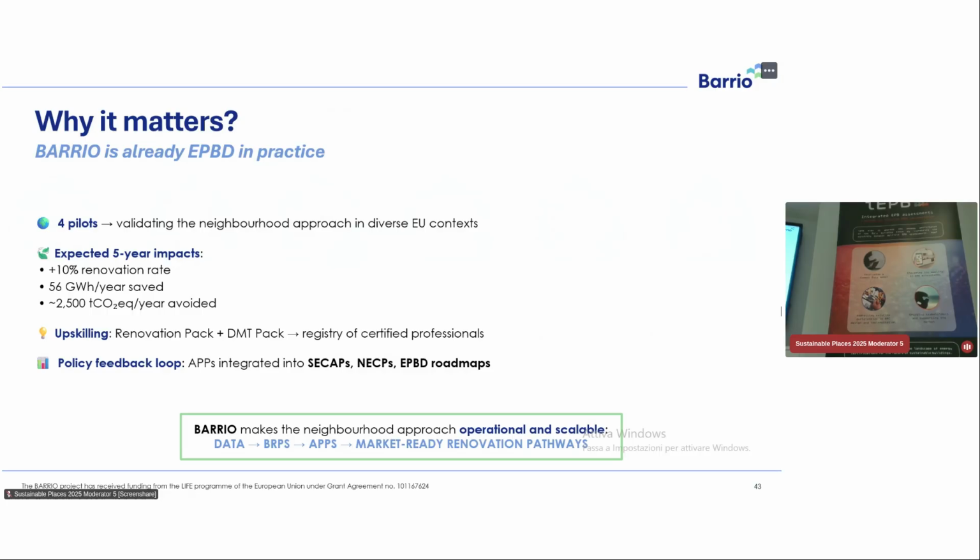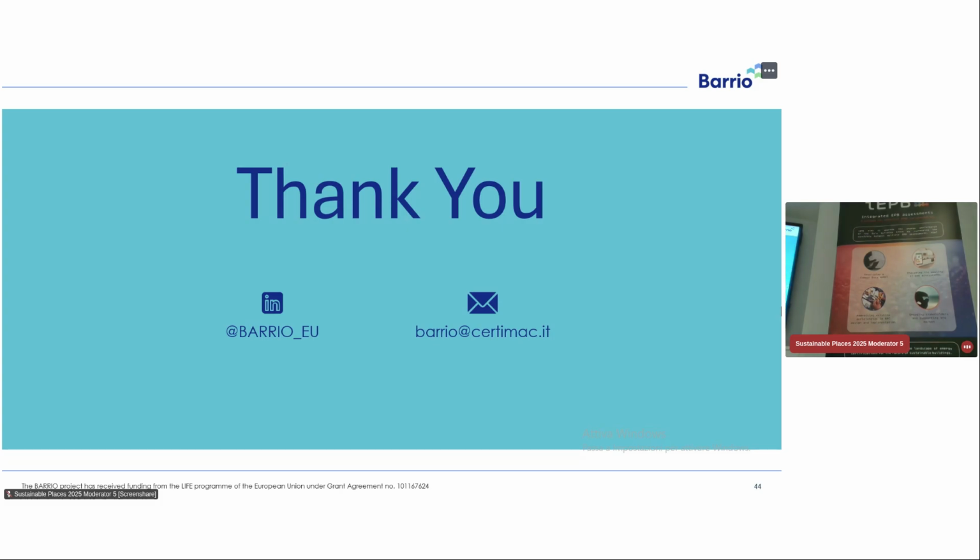But besides this, we are also going to provide the upskilling part, the MT pack that will allow us to train and build capacity also in our ecosystems. And we are also going to foster the integration of EPPs into SECAPs, local plans, and so on. In this way, we are going to make the neighborhood approach viable, operational, and scalable, starting from data, then building on single BRPs where available, and then building aggregated prefabricated plans so as to provide our ecosystems with market-ready innovation pathways. That's all from my side. Thank you so much.